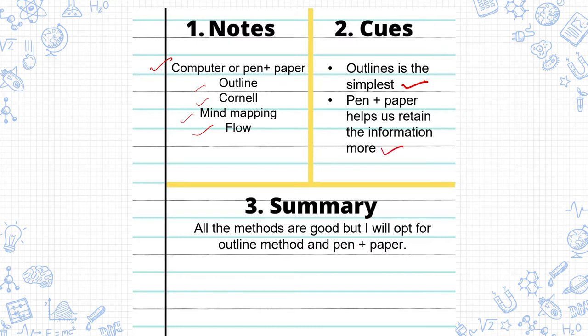All right. Then what you did was you wrote the summary. All the methods are good, but I will opt for the outline method and pen and paper. All right. So this was your summary. That's it for the Cornell method.